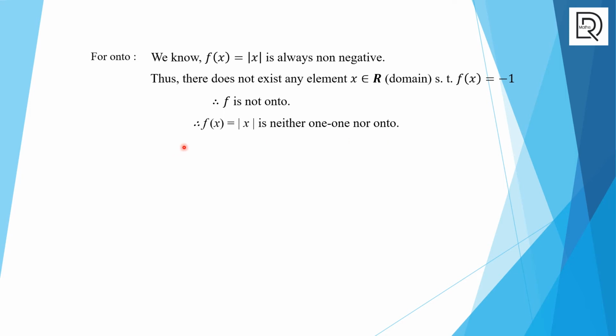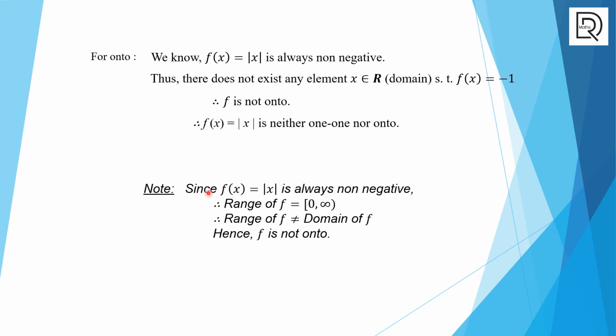So therefore f of x equal modulus x is neither 1-1 nor onto. You can also show that modulus x is not onto in another way. So I write here, since f of x equal modulus x is always non-negative, therefore the range of the modulus function is non-negative real numbers. This is 0 to infinity. So therefore range of f is not equal to codomain of f, because the codomain is the set of real numbers. This is R. So hence f is not onto.